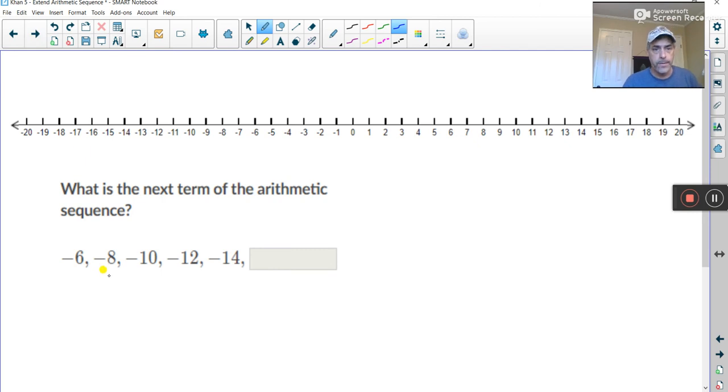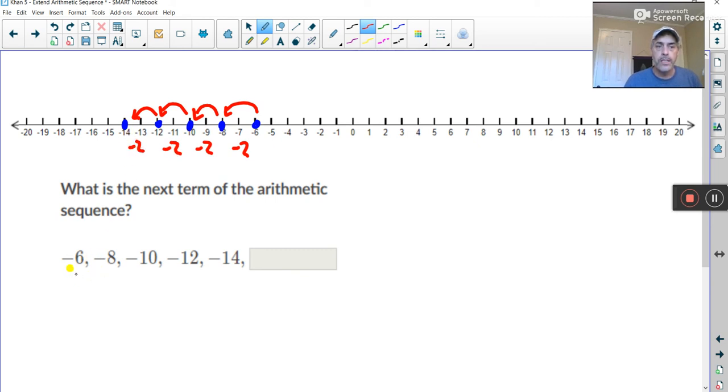Okay, negatives. From -6 to -8, from -8 to -10, from -10 to -12, -12 to -14. So now we're going this way. And with the negative numbers, that can be a little bit tricky. So what am I doing? I'm losing 2 every time. So it looks like if I take away 2, I should get from term to term.